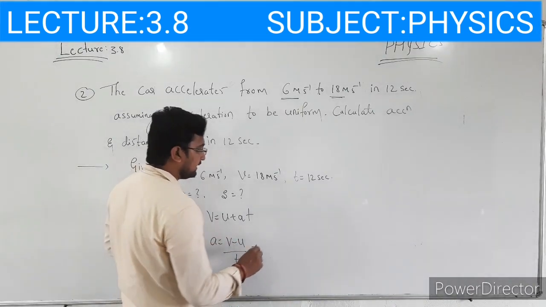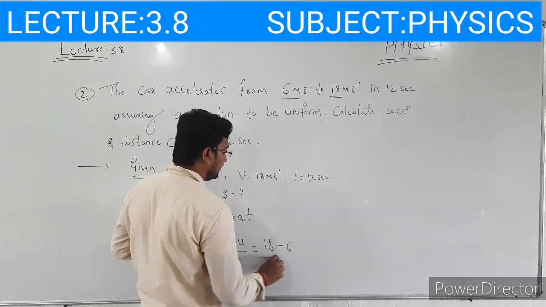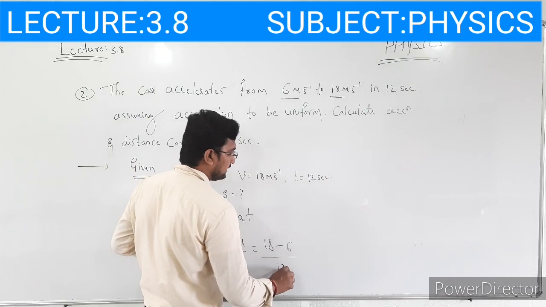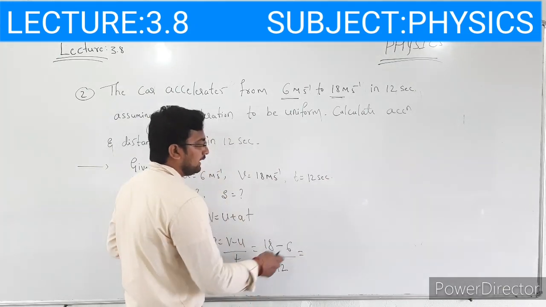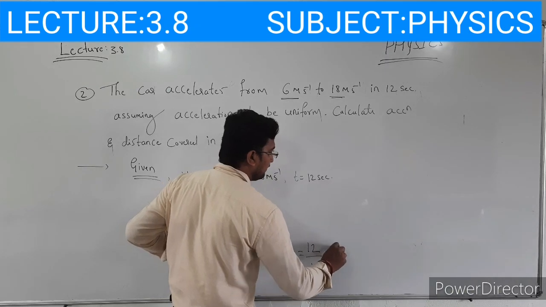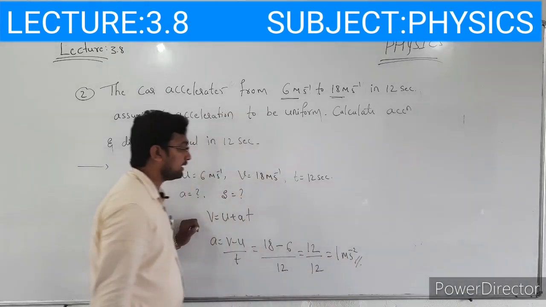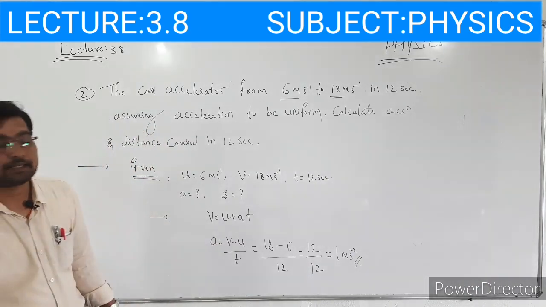The v value is 18 meter per second minus initial velocity 6 meter per second divided by time, that is 12. 18 minus 6 is 12 divided by 12. So then acceleration becomes 1 meter per second square. The acceleration is 1 meter per second square.